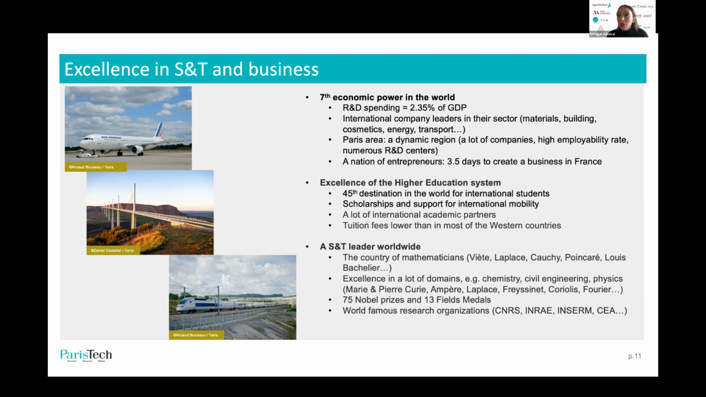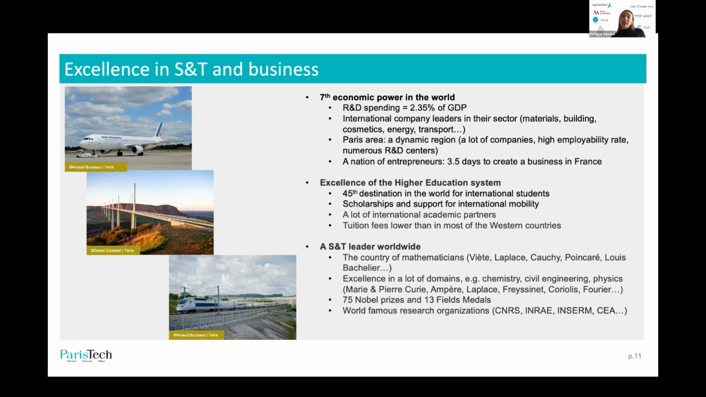So it is a destination that a lot of students can choose because we have a lot of scholarships and we support our international mobility. And this is important for us to welcome a lot of international students coming from everywhere, because we believe in diversity. We believe that comparing our ways to teach and our ways to learn is a richness for everybody. So that's why we also have a lot of international academic partners.